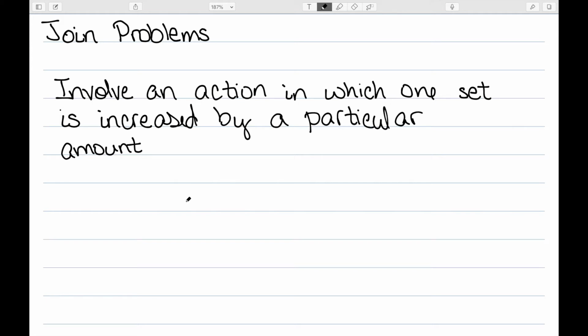In these problems, we tend to have a starting quantity, a second quantity that's joined to the initial, and then the result, the final quantity. And depending on which one of these is missing, we can form different types of join problems. So let's look at the three different types and how we go about solving them.